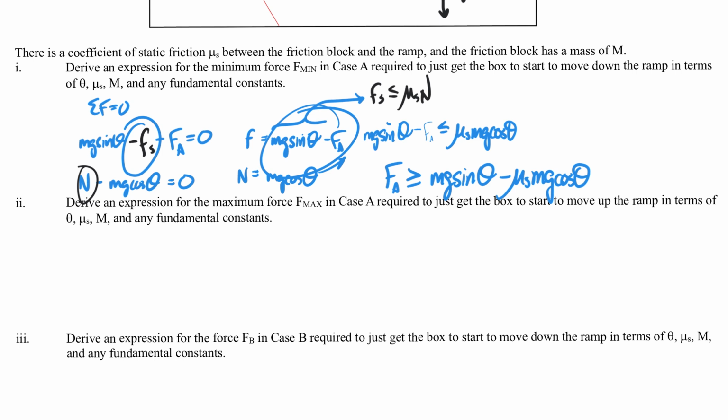Is it possible to go on? Now, you understand the very next thing is what we did first, right? Derive an expression for the maximum force in case A required to just get the box to start to move. I'm thinking I don't have to rework anything, do I? I at least don't have to do a whole lot, because in part 2, I'd have already done it in part 1. So I could just go back to what I had, where I had mg sine theta plus friction minus the applied force equals 0.